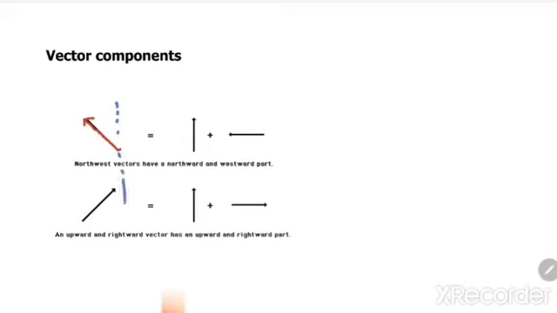Let me just draw a Cartesian plane. If you project this to the x-axis, this is its component in x. If you project this to the y-axis, this is its component in y. These two, the yellow and the green, their combined effect is equal to the effect of the vector in red.